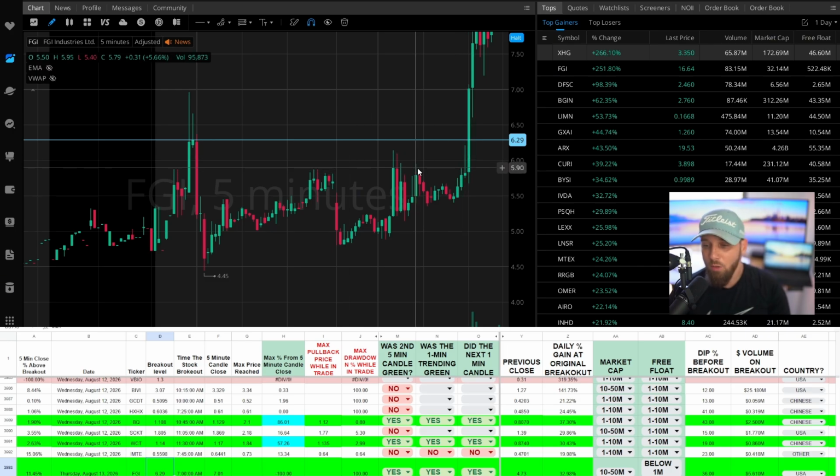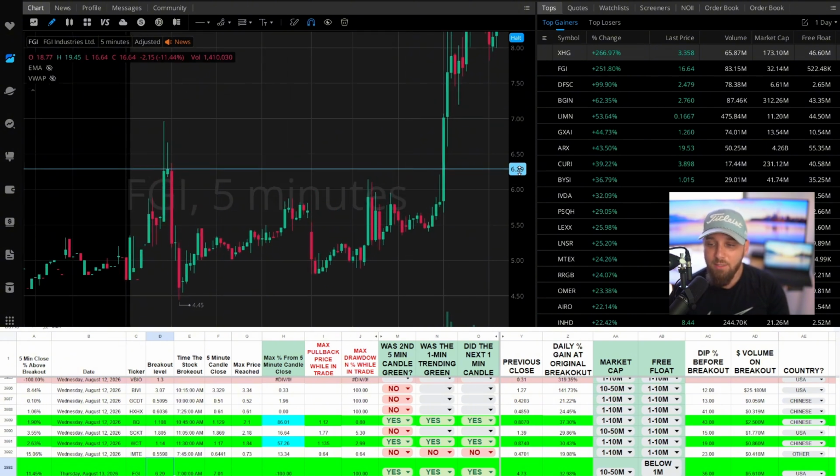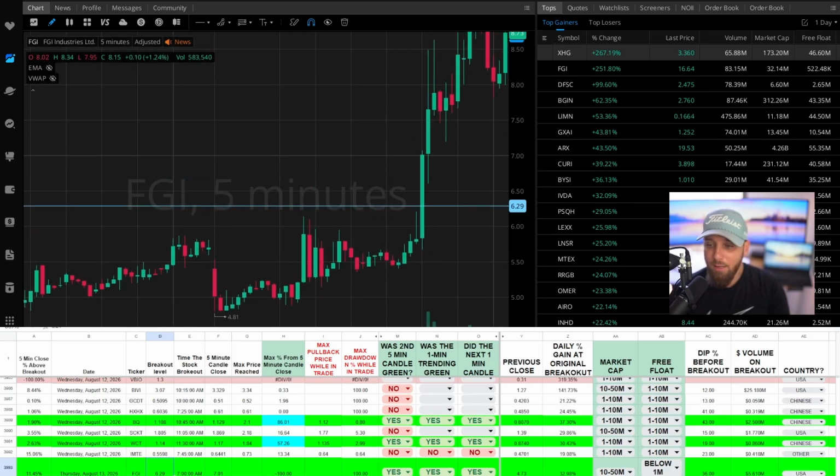So now going into the rest of the day, you can see that the stock starts to climb up, and this candle right here is at 7 a.m. EST, and it breaks above that 629 level. Now, right here, the 5-minute candle closes above that level. And over here on my spreadsheet, you'll see where it says 5-minute candle close and also time the stock broke out. So the time the stock broke out is the time that this 5-minute candle closed.